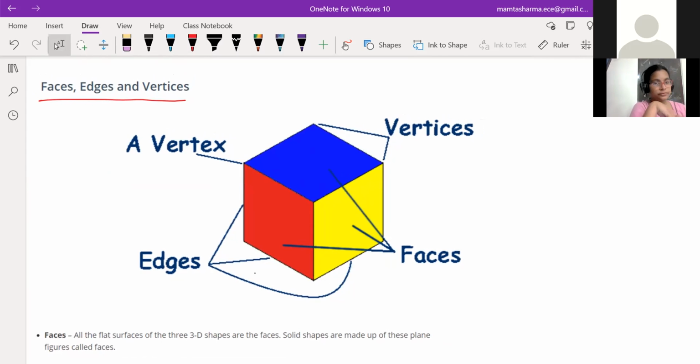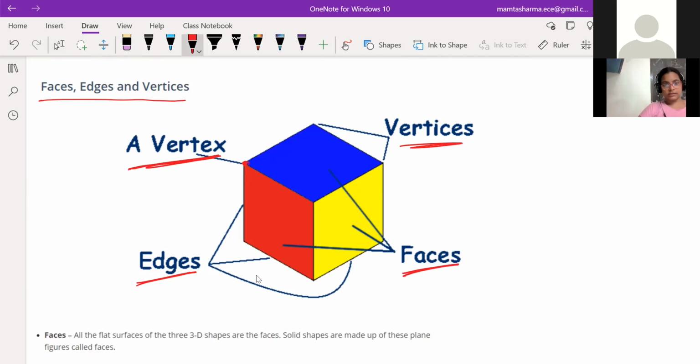Yes, correct. Faces is the flat surface. Edge is the joint of two faces. Vertices is the joint of two edges. If there is one point, it will be a vertex. If more than one point, vertices. They are singular and plural terms.